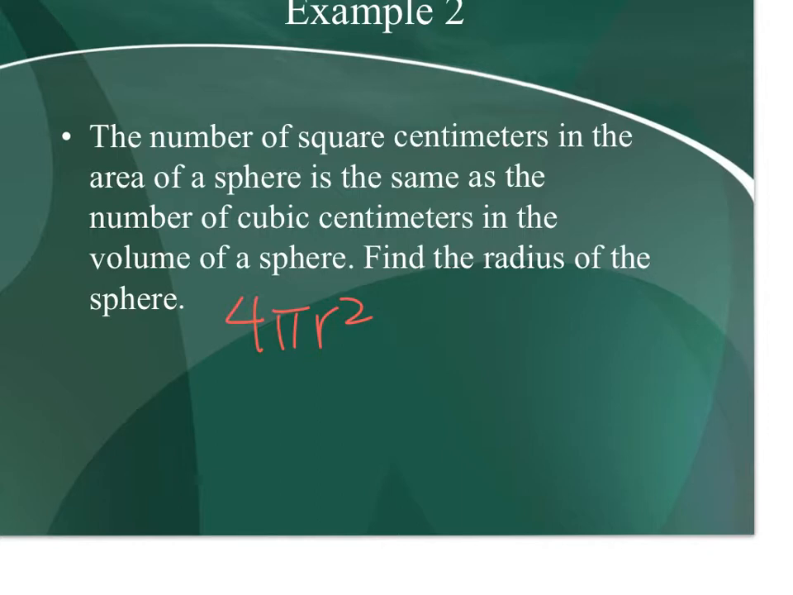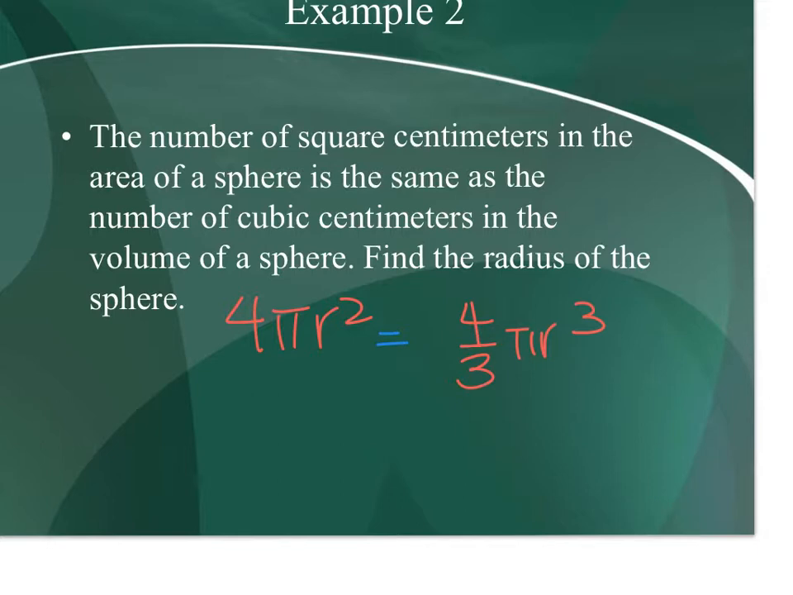Now how would I show the number of cubic centimeters in the volume of a sphere? 4/3 pi r cubed. What it's saying here is what's true about these two: they equal each other. So what can I do? Set them equal to each other, and then I want to work backwards to solve for r.